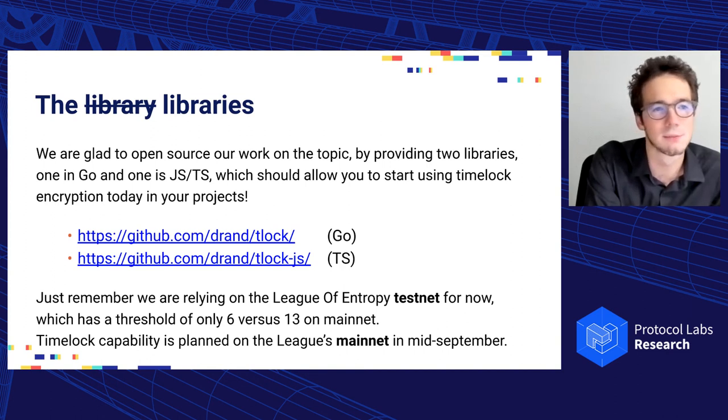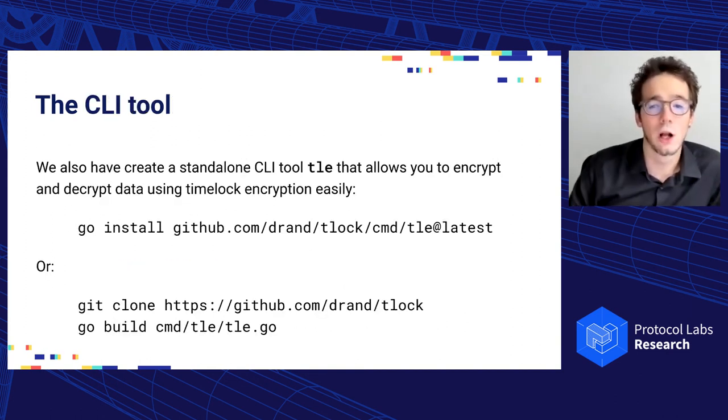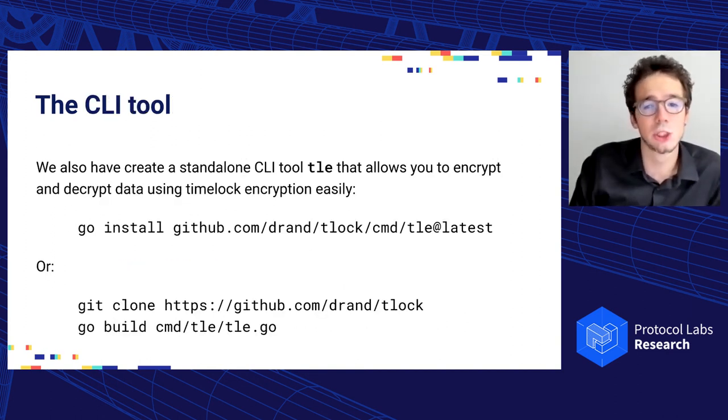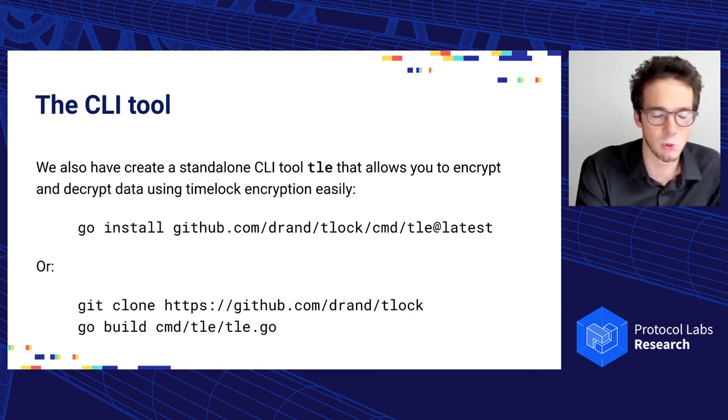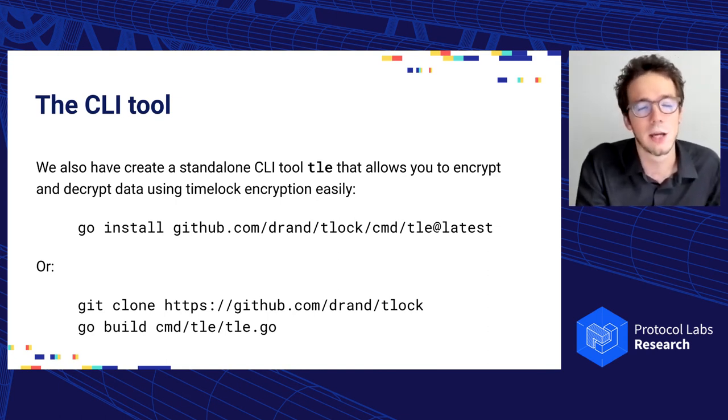That's the threshold we have on mainnet. So we also have a CLI tool, which allows you to test it in the terminal super easily, encrypting and decrypting with testnet. Or you can specify your own network using flags if you want, or if you're running your own unchained network at home, because anybody can run a DRAND network. So anybody could launch their own Timelock encryption service using DRAND as well.